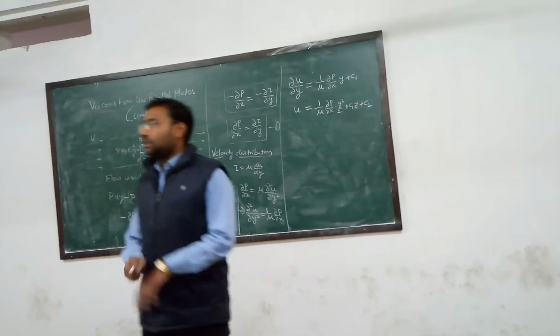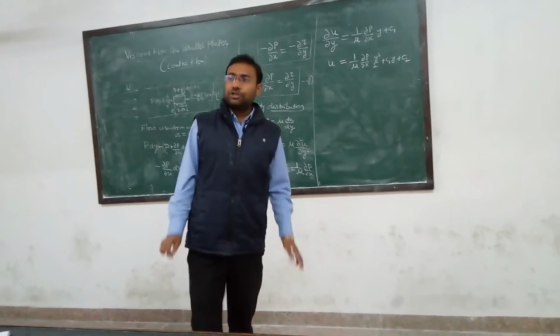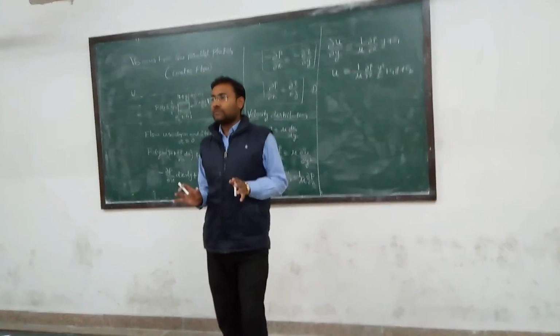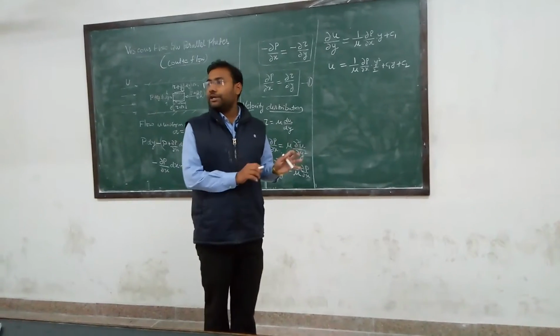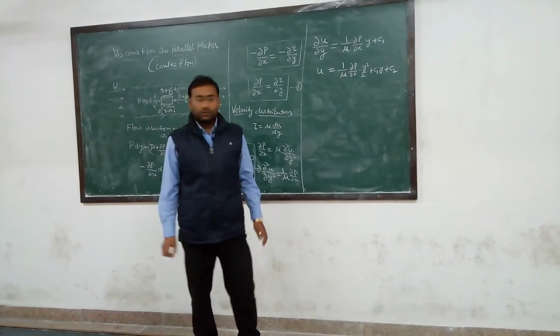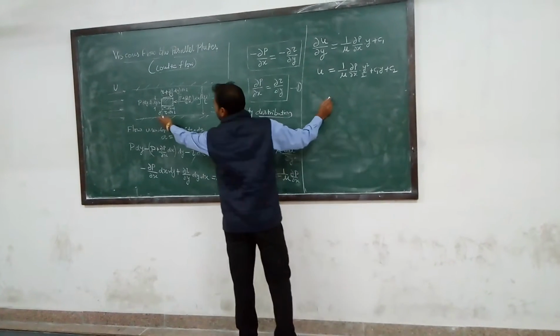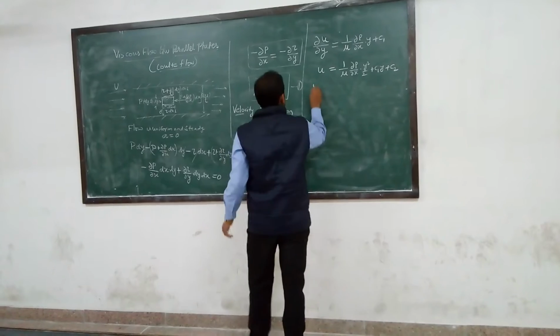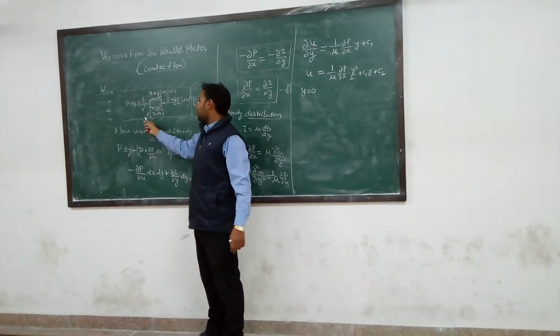So we have two constants of integration, and the constants of integration can be determined with the help of boundary conditions. So now we will substitute the boundary conditions in this equation to get the values of c1 and c2. So the boundary conditions will be: if y is equal to 0, that means this solid surface.